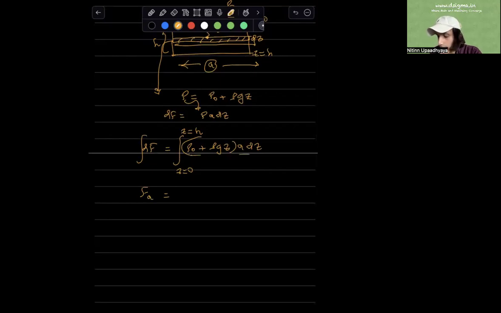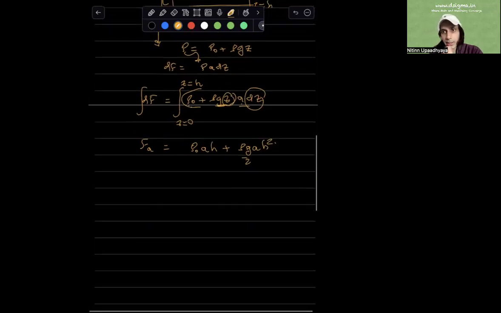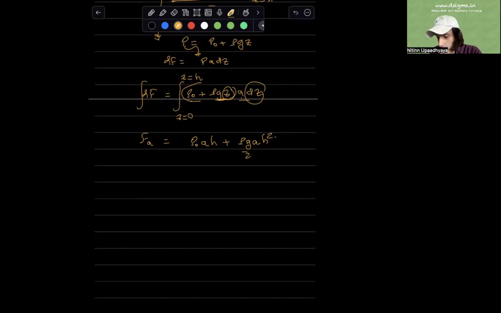we have P naught a dz. So that's P naught a, and then the integral of dz would just be h minus 0, so that's just h. Plus, we have this additional term, which is rho g. The integral of z is z squared by 2, and we have rho g a times z squared by 2, which would just give me an h squared by 2. So that's the net force being exerted on this vertical column.